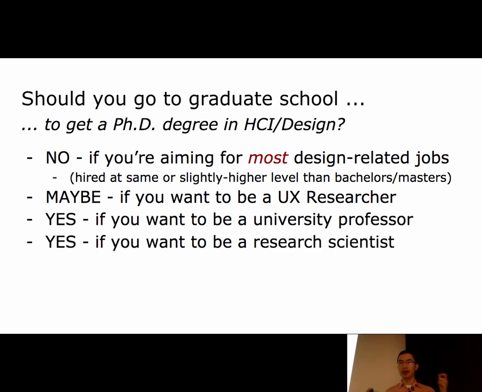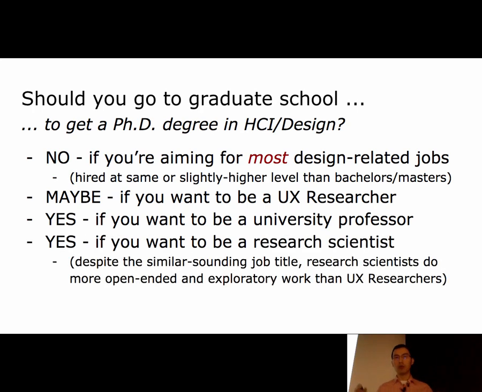Yes, if you want to be a research scientist, this is a confusing name. So research scientists are not UX researchers. Research scientists are basically academic or applied researchers, right? What they do is they do science, they do experiments, they write papers, they try to contribute to the research literature. They do very similar things the way professors and graduate students do.